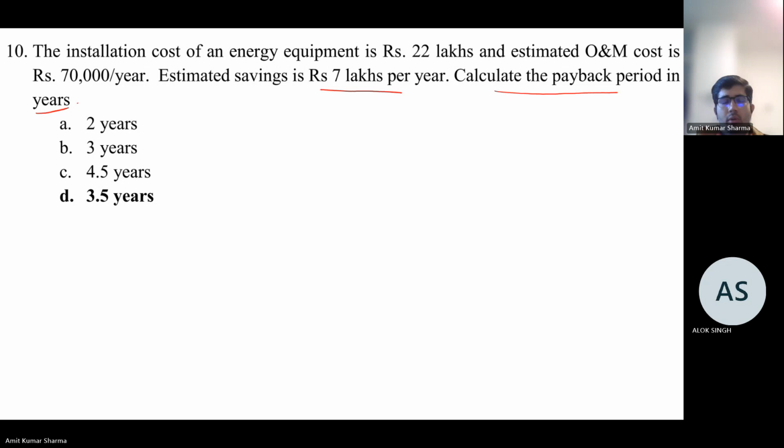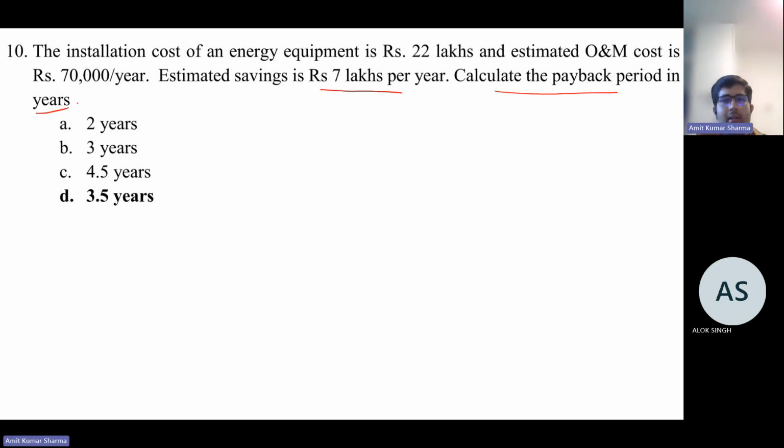So you know that you have to invest, you have invested 22 lakhs and you are saving, suppose, 5 lakhs per year, net 5 lakhs per year. So you just have to divide it, because suppose you will save first year 5 lakh, then second year it will be 10 lakh. Okay, cumulative sum.